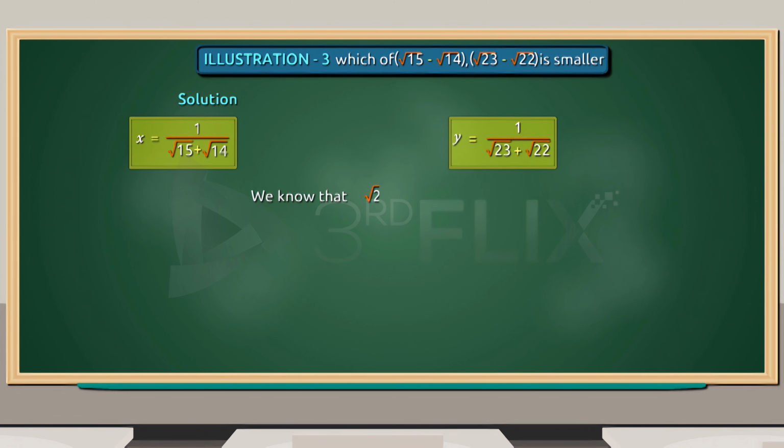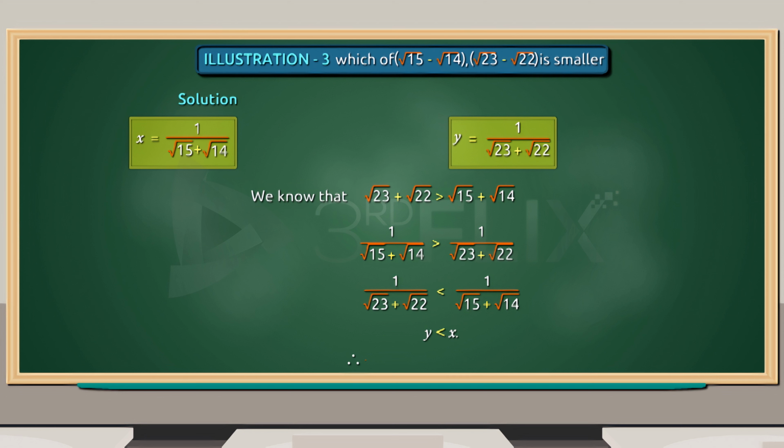We know that root 23 plus root 22 is greater than root 15 plus root 14. So 1 by root 23 plus root 22 is less than 1 by root 15 plus root 14. Y is less than x. Therefore, root 23 minus root 22 is smaller.